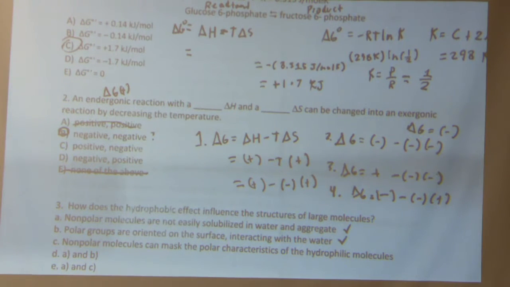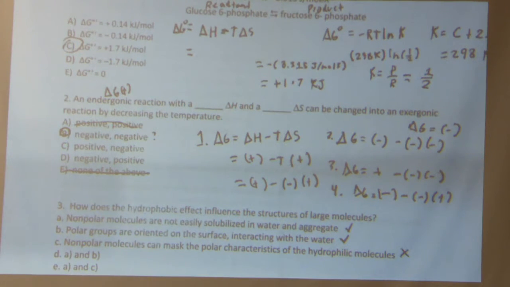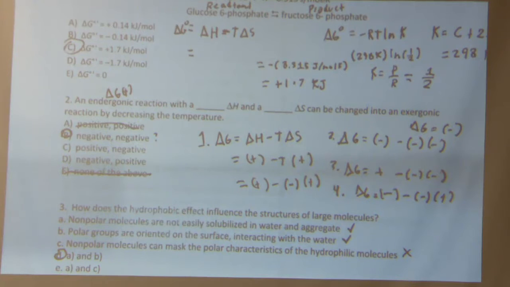So what about C? Do we think C is correct? No? Okay. So why don't we think C? Awesome. Because do we really have polar characteristics in non-polar molecules? So that doesn't make any sense. So our answer is D. Any questions? Okay, let's move on.